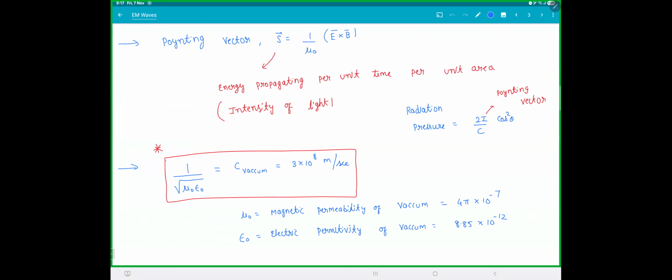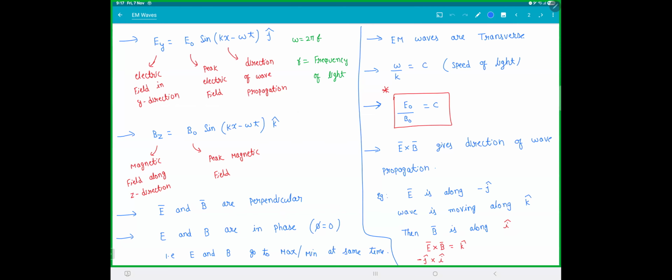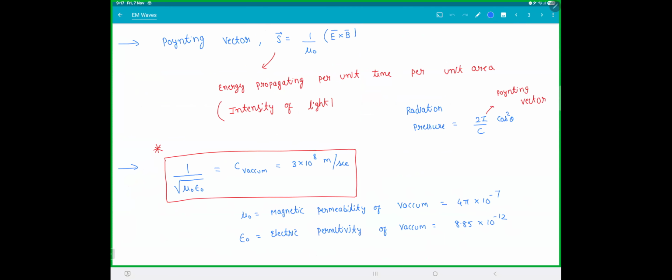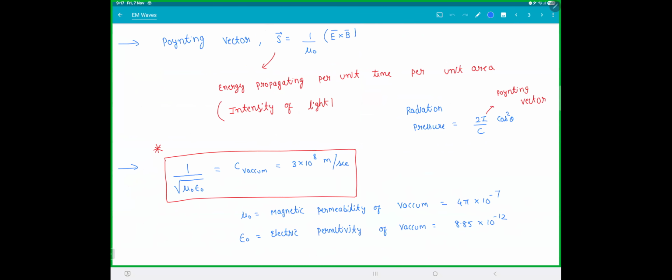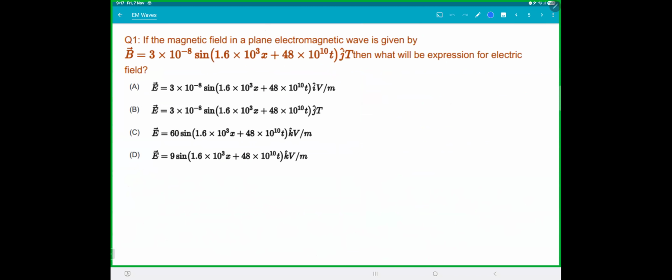Just to brief you, what are the main formulas? E and B are perpendicular. E naught by B naught is C. E cross B will give you the direction of propagation. 3 formulas. Then mu, the refractive index, is root over mu r epsilon r. And 1 by root mu naught epsilon naught is C in vacuum. Total 5 things. Poynting vector is there, but okay. Let's see.